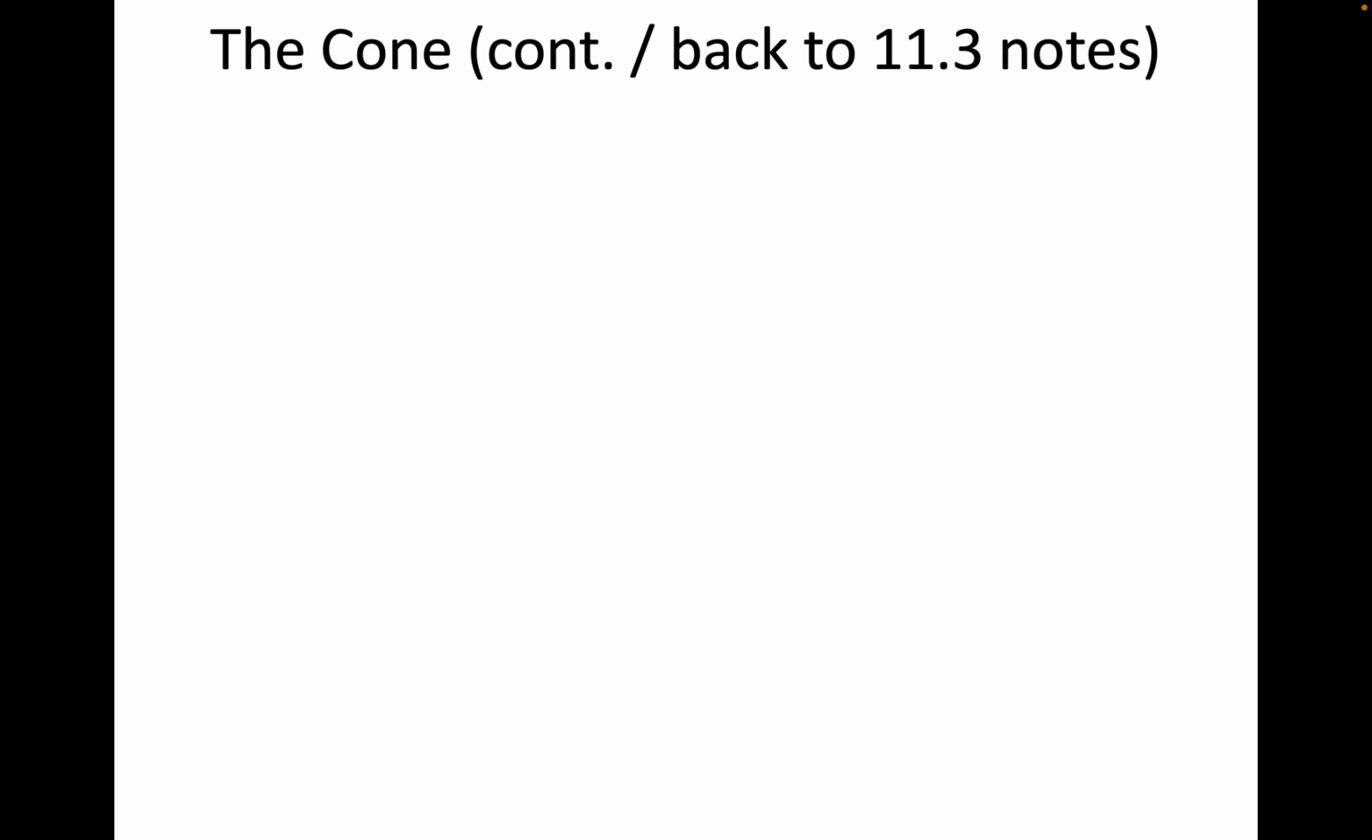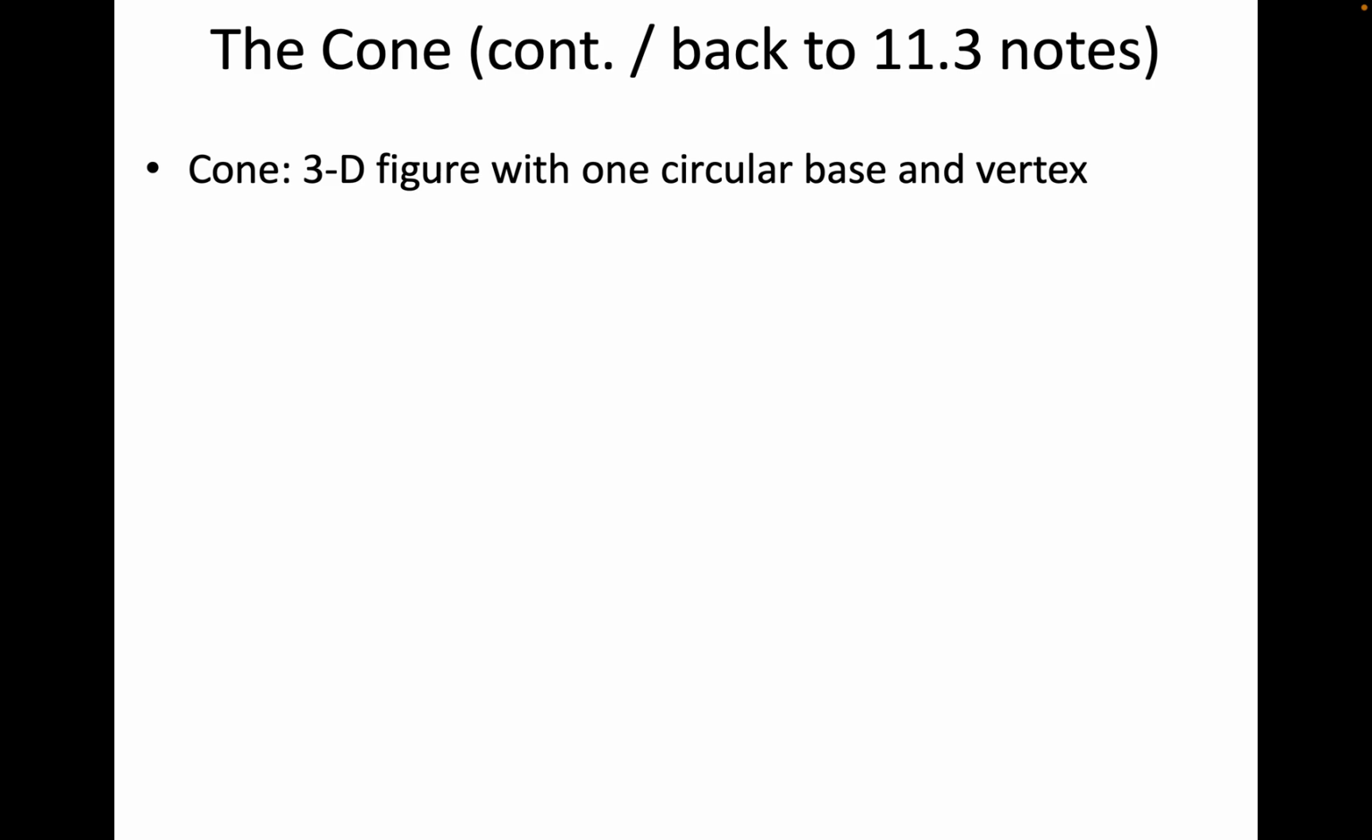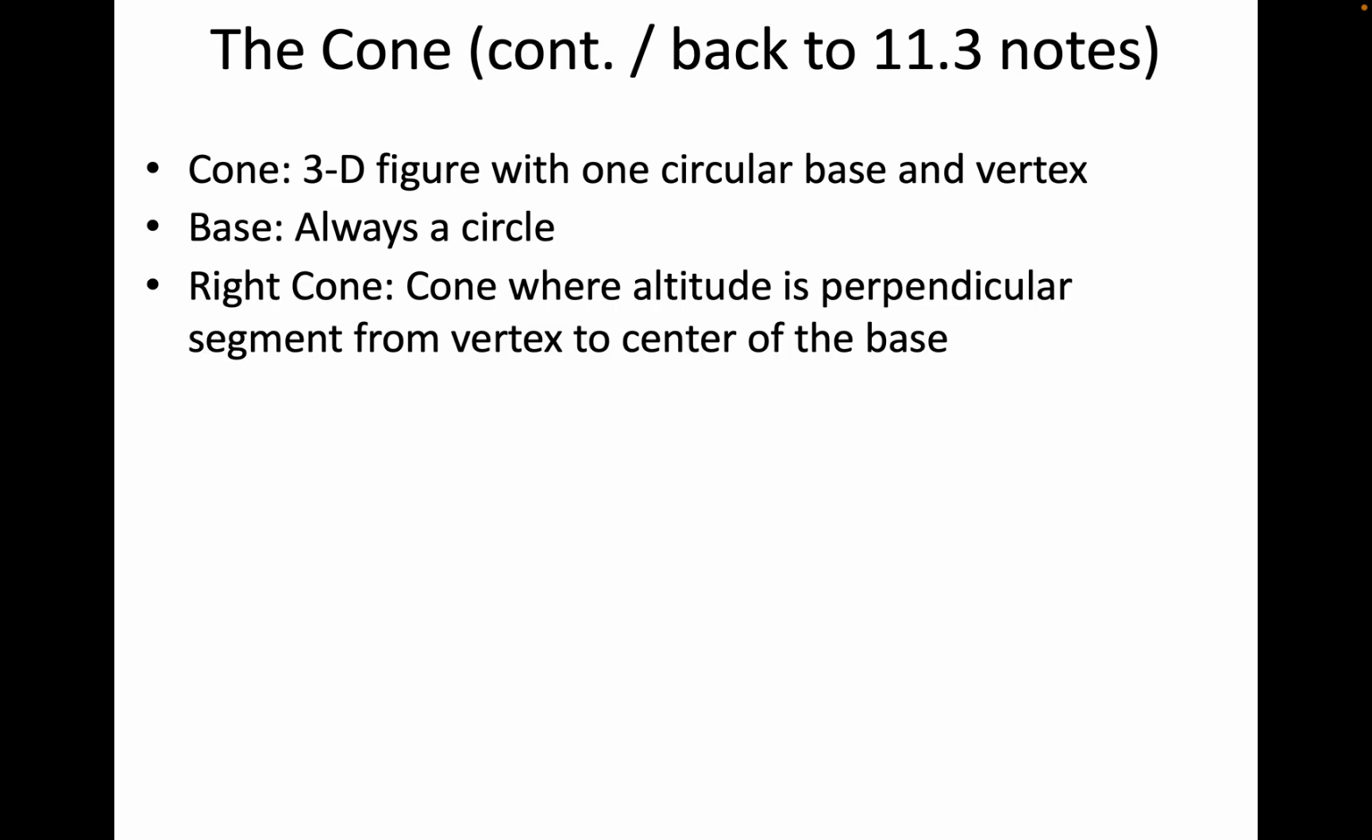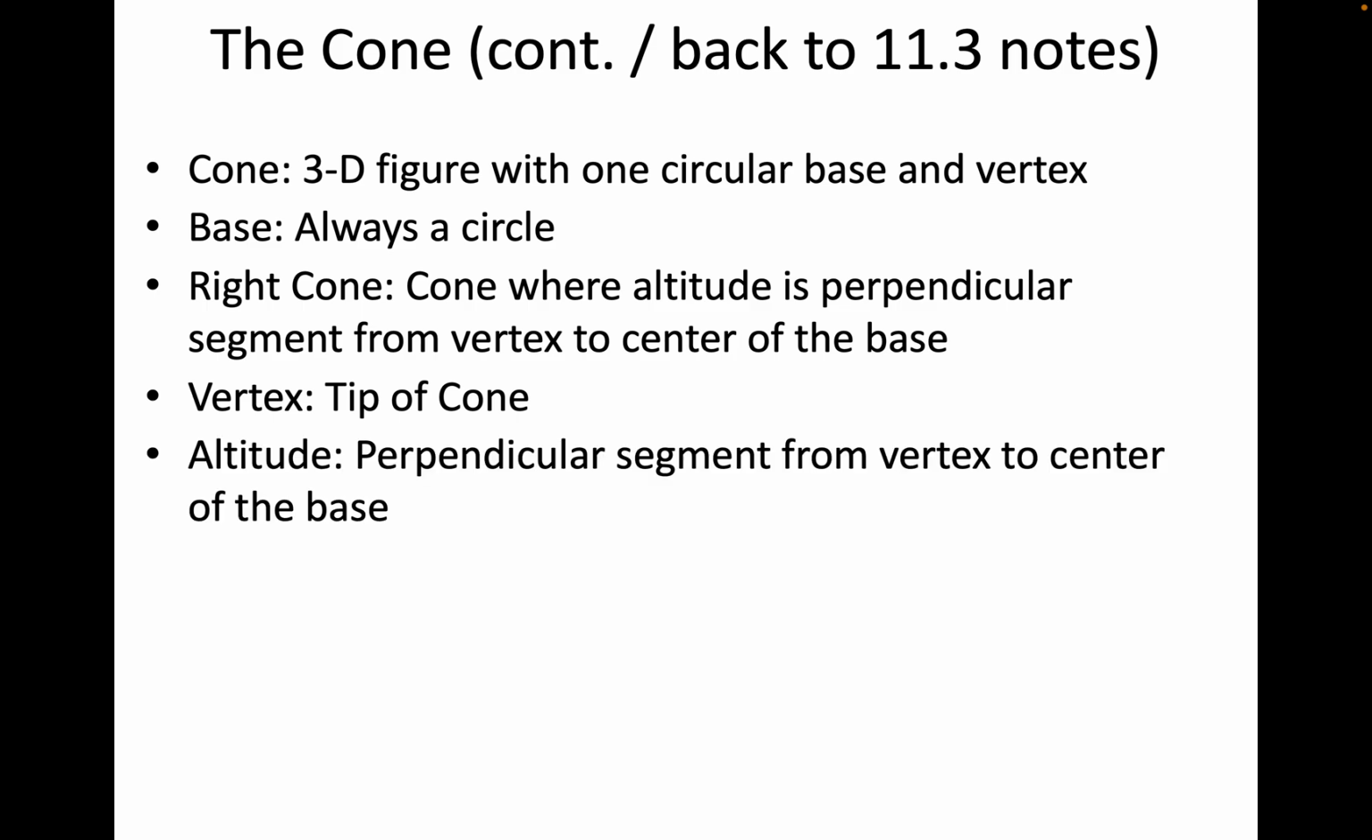Okay, let's go back to our notes for 11.3 and continue taking notes. So a cone is a 3D figure with one circular base and a vertex. The base is always a circle. A right cone is a cone where the altitude is the perpendicular segment from the vertex to the center of the base. The vertex is just that tip of the cone. The altitude is the perpendicular segment from the vertex to the center of the base.